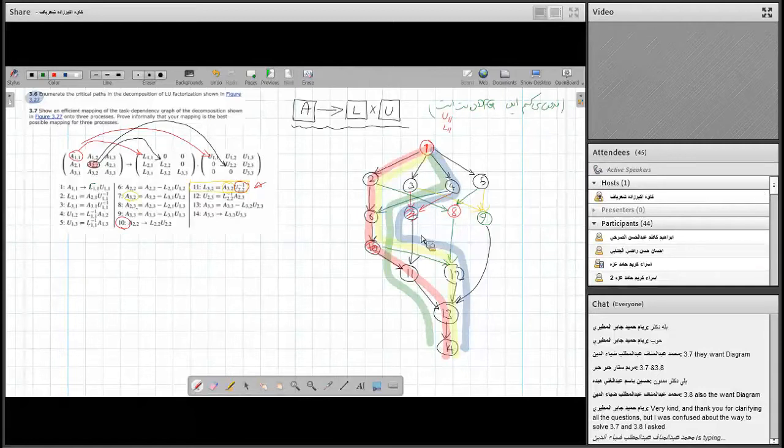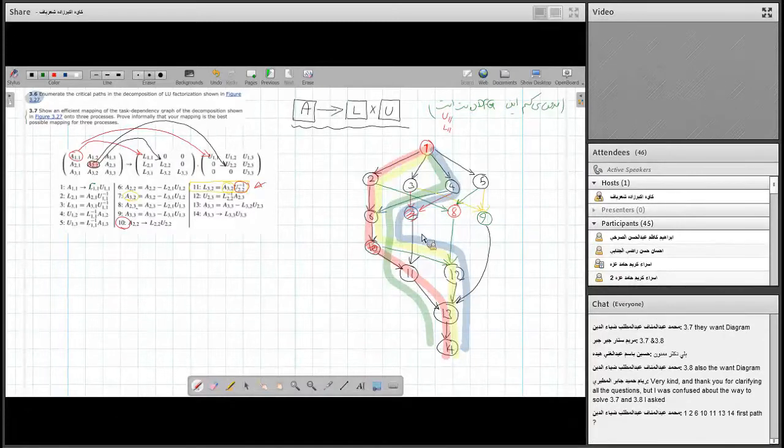I assume that this DFG is correct, and we solve problem 3.7 for this DFG.